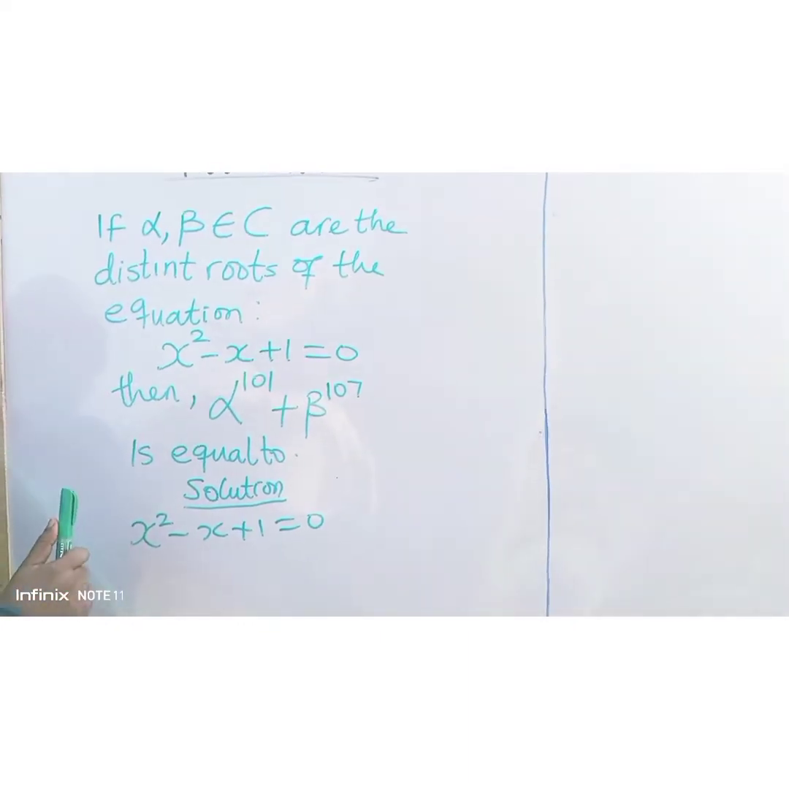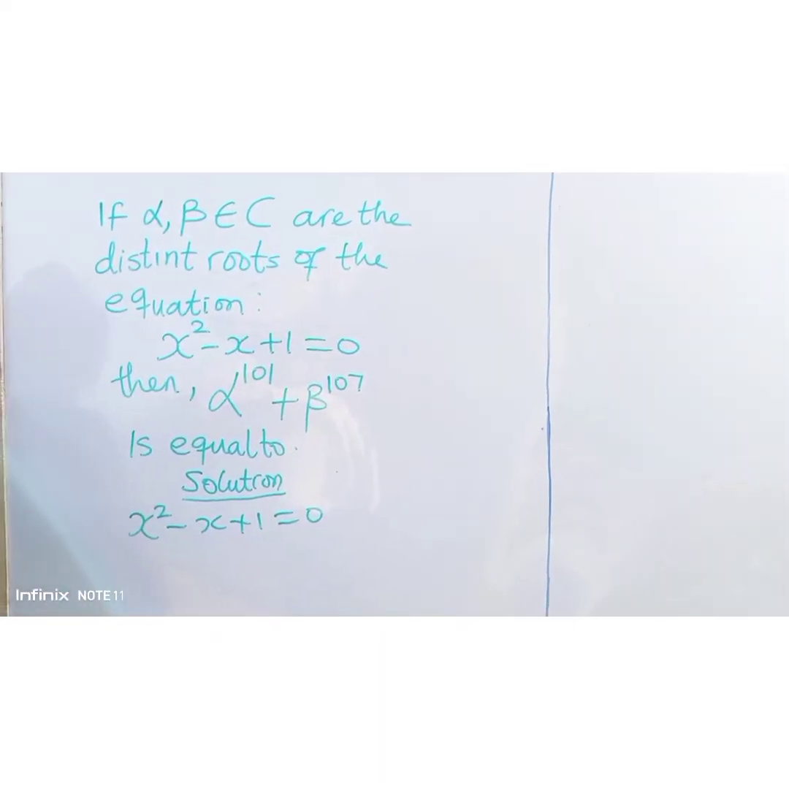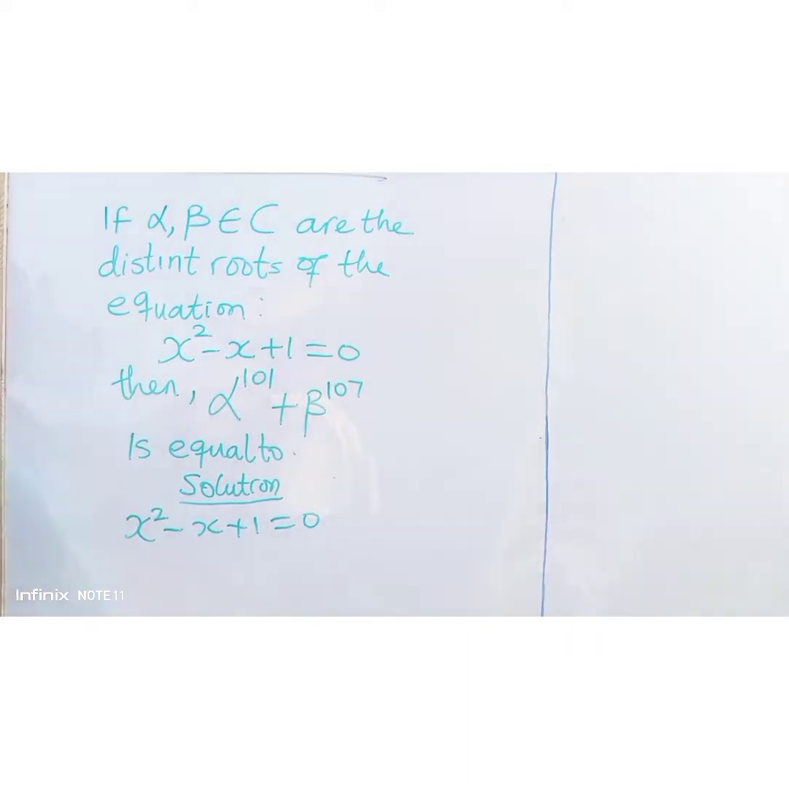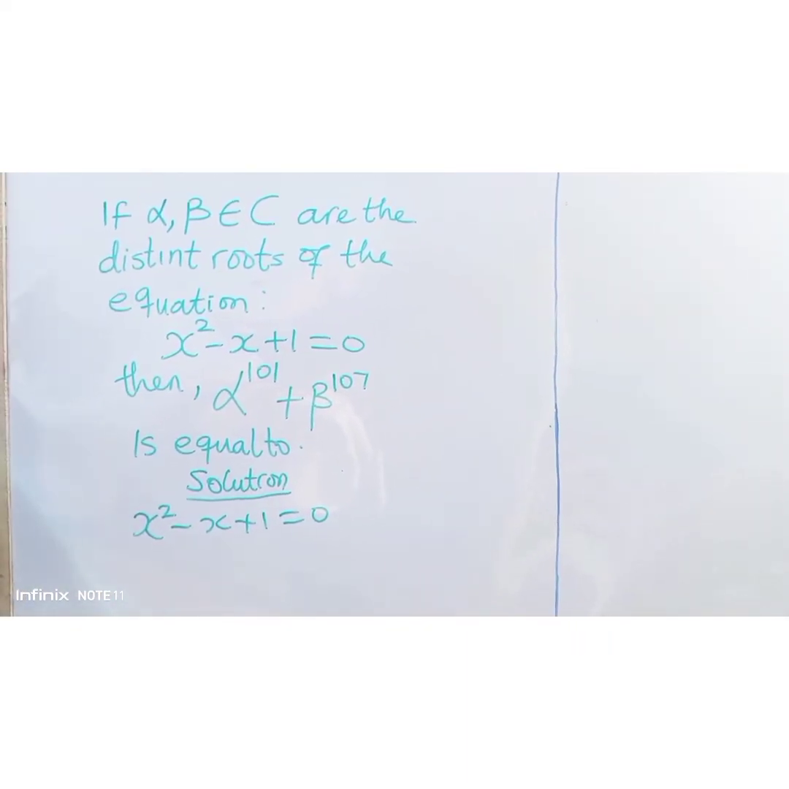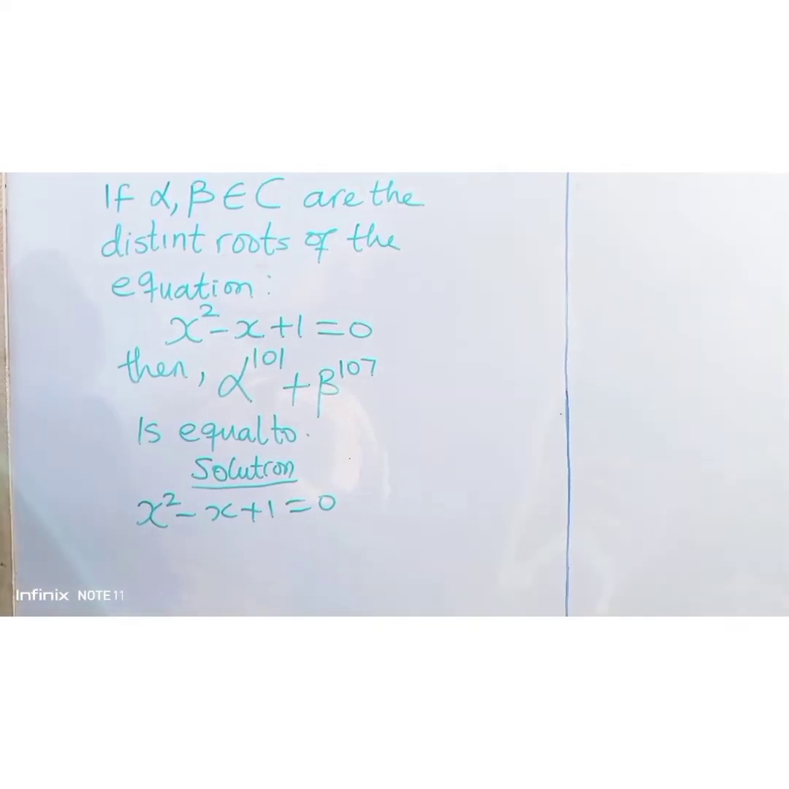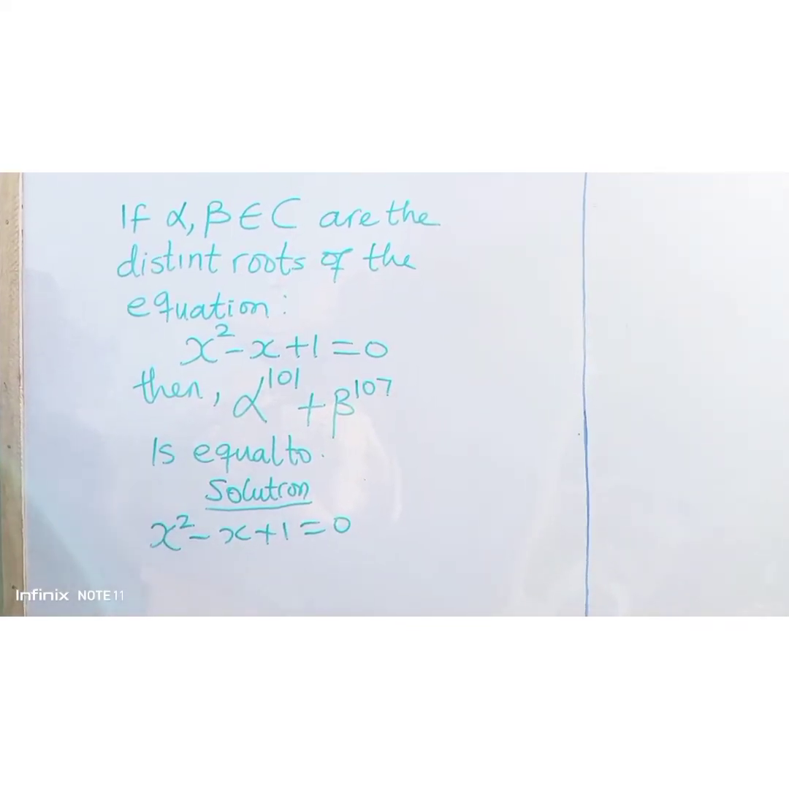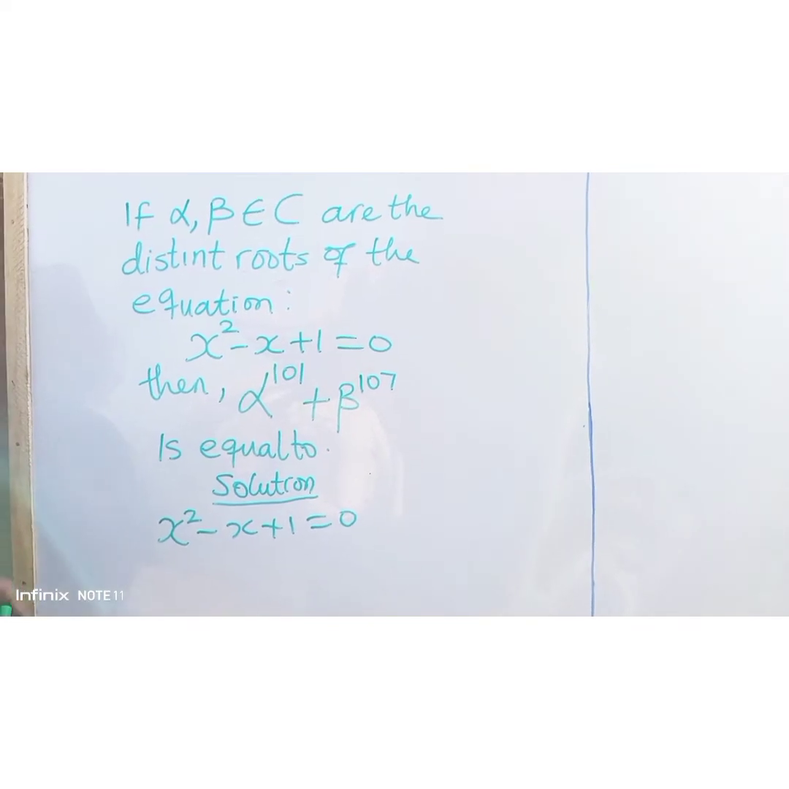If alpha, beta are elements of the complex numbers and are the distinct roots of the equation x squared minus x plus 1 is equal to 0, then alpha raised to the power of 101 plus beta raised to the power of 107 is equal to what?